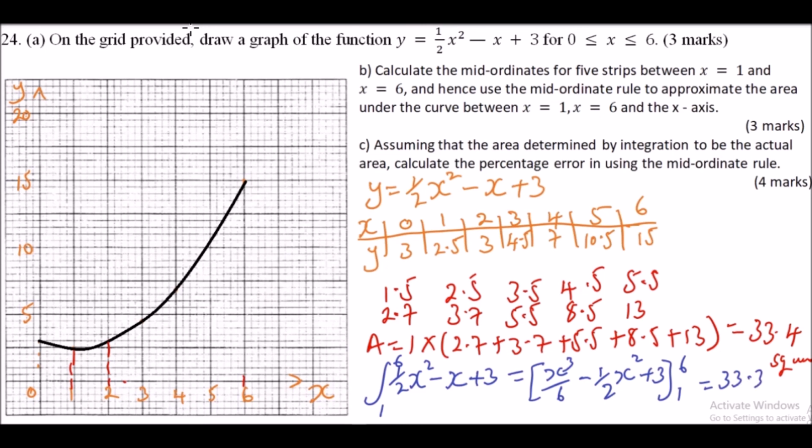Now to calculate the percentage error, you subtract 33.4 minus 33.3, that will give you 0.1. You divide by the actual area which we have obtained by integrating, 33.3, and you multiply by 100. And when you compute that, you'll get the percentage error is 0.3%. So that's how you work out that question.